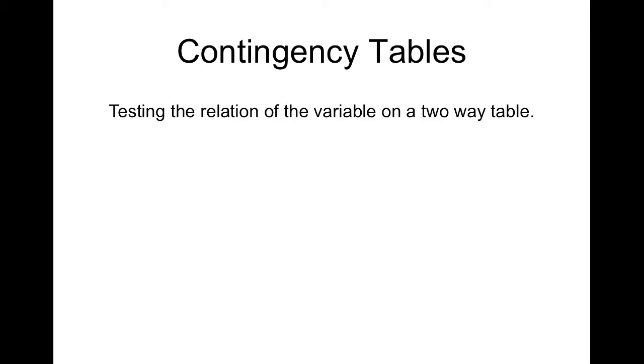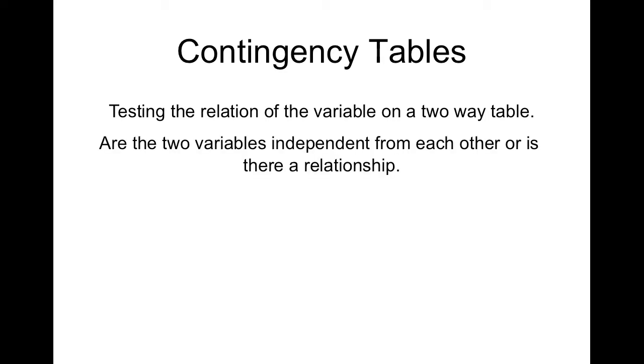So we're looking at contingency tables first. Contingency tables, testing the relationship of the variable on a two-way table. So there's going to be two variables, and what we're looking for are they independent? Are the two variables independent from each other, or is there a relationship? Okay, so I'm going to show two examples of the null and alternate.